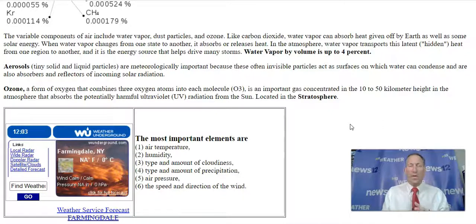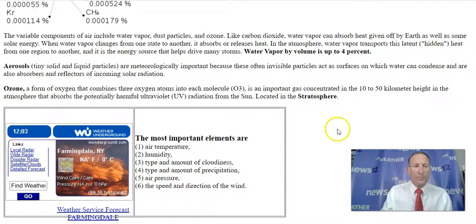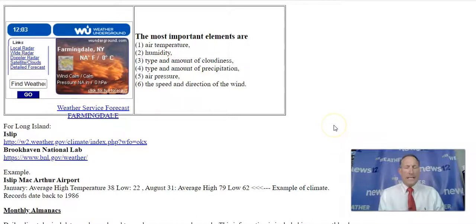So the first thing about chapter 1 that you need to know is what gases make up the atmosphere. What are they, why they're important, and where are they located? The second thing that we're going to look at in chapter 1 is weather and climate. And while they have the same parameters, they are different in time frame.